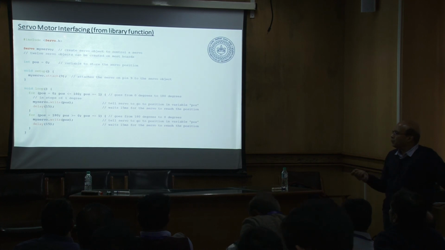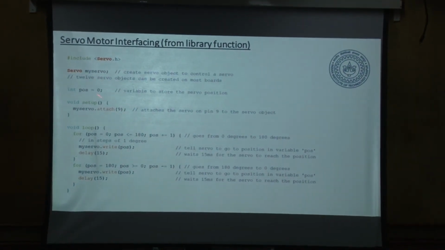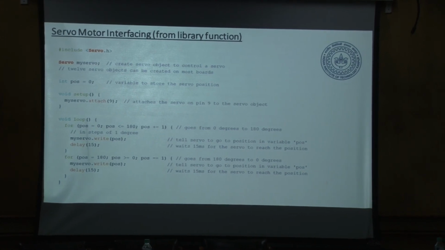So the program looks something like this. Now there are two ways. One is that my servo programs are already inbuilt, and they are freely available. So you can download the header files, which have internal variables for controlling the servo motor.